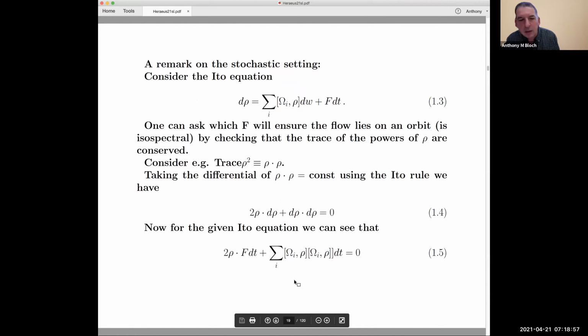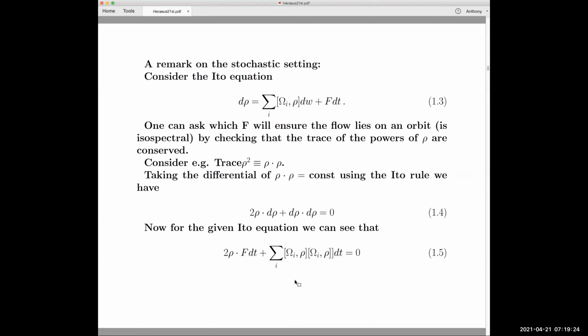Everything I'm going to do here is basically deterministic, but you can also think of it a little bit in the stochastic setting if you want. It's certainly related to that. If you're looking at the stochastic setting, you'd consider an Ito term with the Hamiltonian piece plus a function f which ensures the flow lies on the orbit. You choose the terms to make sure that the system lies on the orbit, and in particular that the trace of rho squared is preserved.